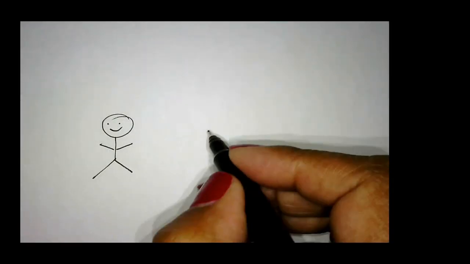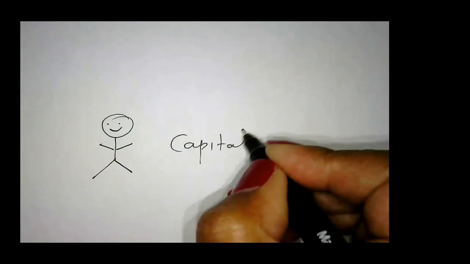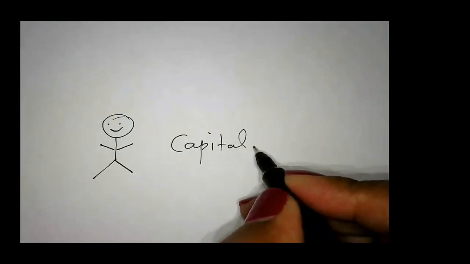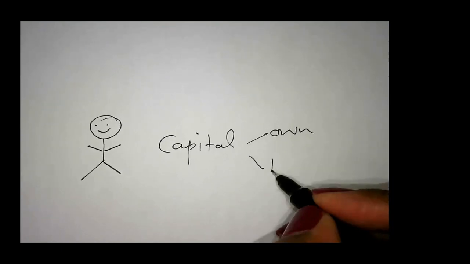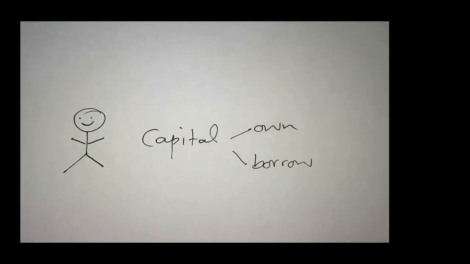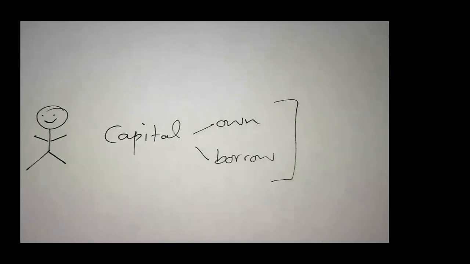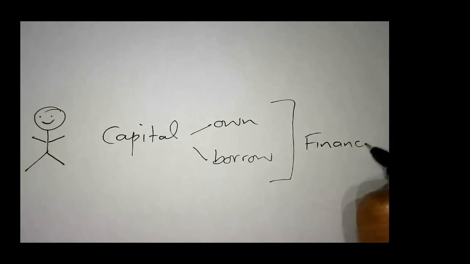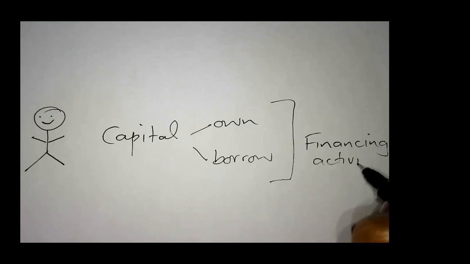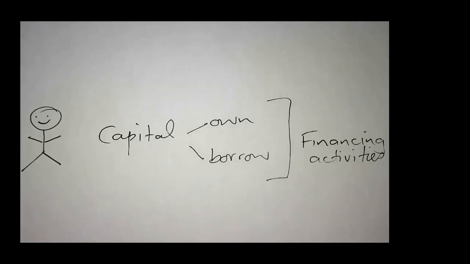I am going to need a few things before I can start that business. Remember, we are busy with the cash flow. So what I'm firstly going to need is money, and we're going to call that money capital. I'm going to either have own capital, in other words, I'm going to put in my own money, or I'm going to borrow capital. Now, this activity is called financing activities. It is when the owner finances his or her business.